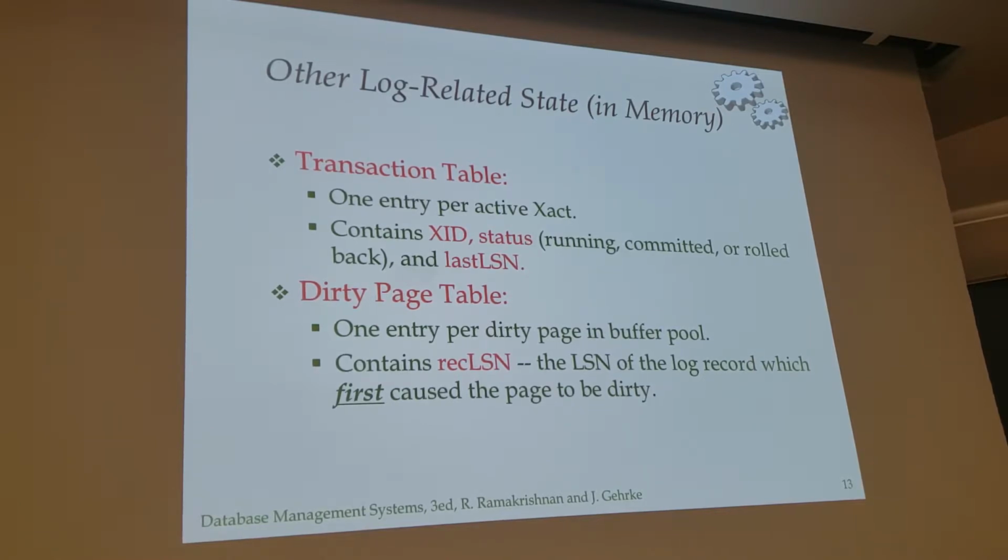Which, by the way, if you have a transaction that rolls back, you follow the last LSN and you undo the last log record that corresponds to it, and its previous LSN linked list allows you to undo all the actions of that transaction. So last LSN gives you the latest log record that corresponds to the transaction. If it rolls back, you follow the linked list based on previous LSN to undo all the things on behalf of that transaction. Then there's a dirty page table.